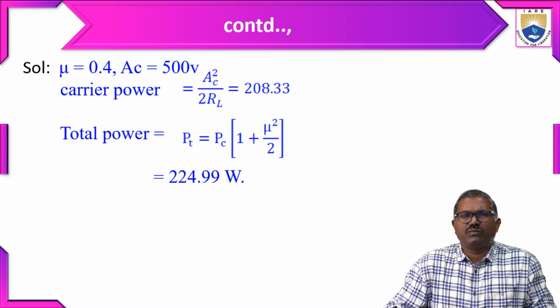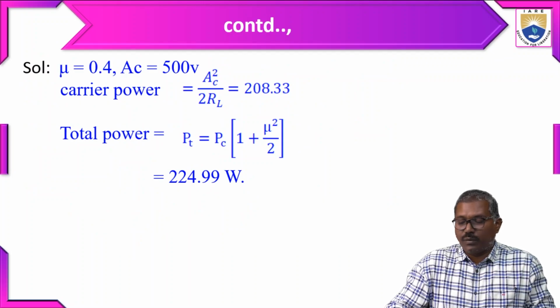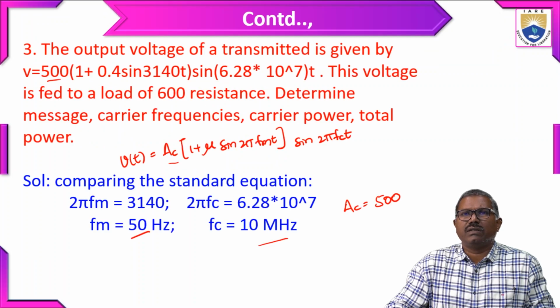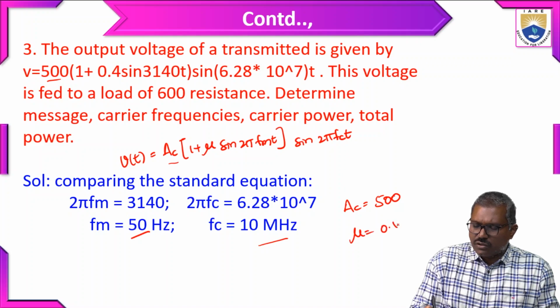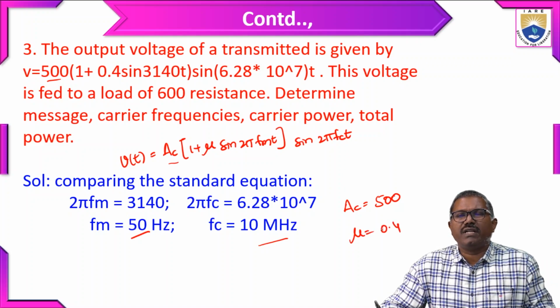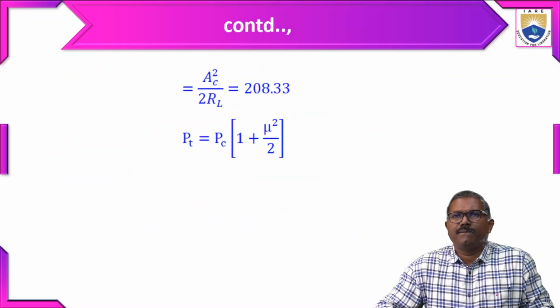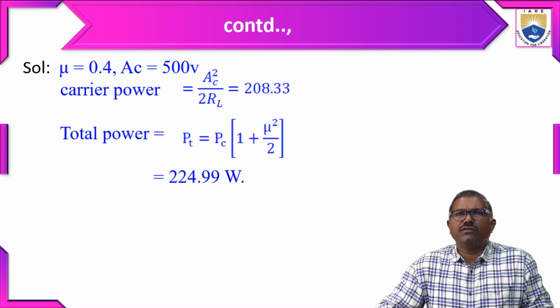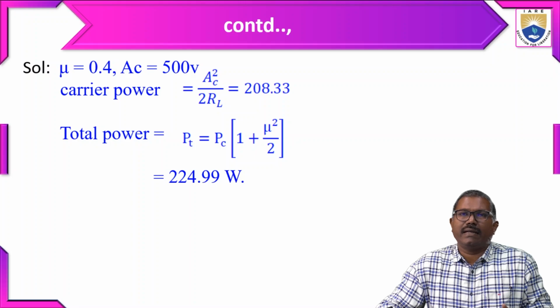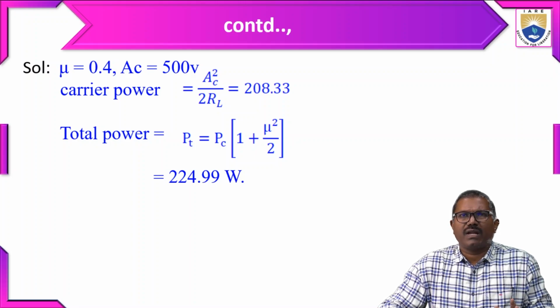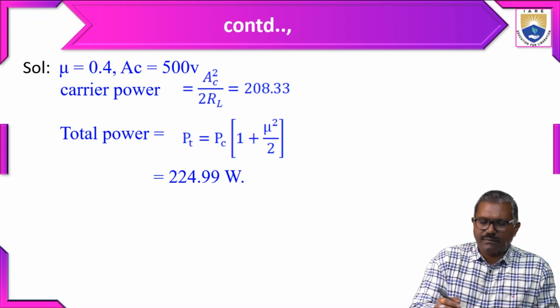Now we are having a mu also. Why? Because go for this previous one. Here this is the mu, and another one is mu is also 0.4, the modulation index or depth of modulation. Okay. So now by using those mu value and carrier voltage, I am going to find the carrier power. That is nothing but PC. Carrier power is nothing but PC.